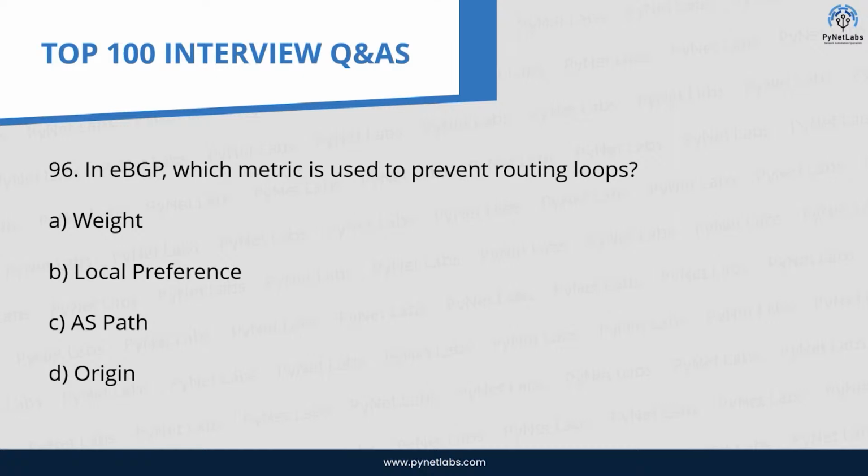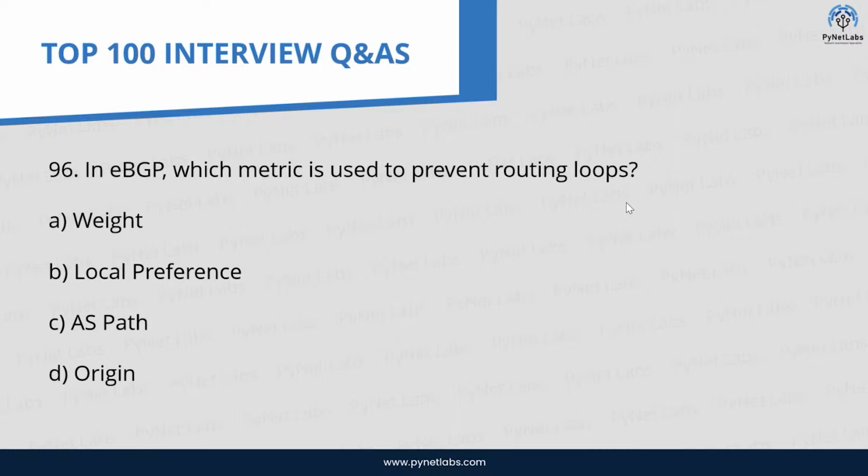Now, question number 96. In eBGP, what metric is used to prevent the routing loops? Now it doesn't matter if it is eBGP or iBGP, initially we have a default metric manipulation value which is basically used in BGP. So we get some options: weight, local pref, AS path, and origin. Option C is going to be the correct answer because the AS path attribute is used to prevent routing loops in here.